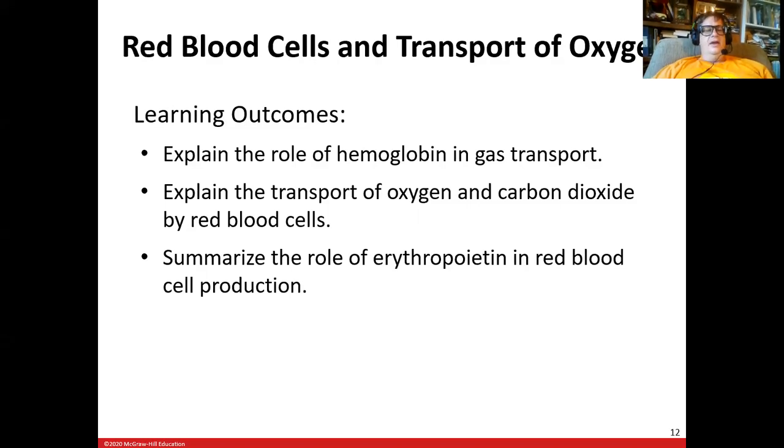Anyway, and it says, summarize the role of erythropoietin in red blood cell production. EPO, that's the abbreviation for erythropoietin. That is a hormone from the kidneys that will tell the bone marrow, hey, those red blood cells that you're in the process of growing up, speed it up, make it go faster. We need red blood cells. The body is having trouble getting enough oxygen. Give me some red blood cells.